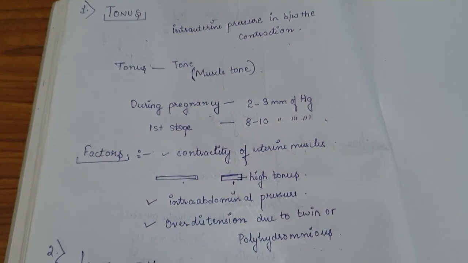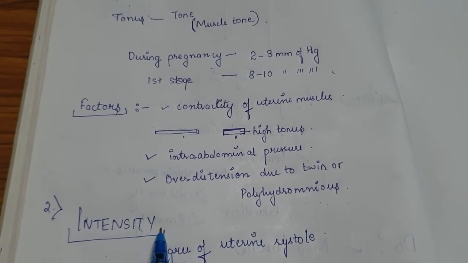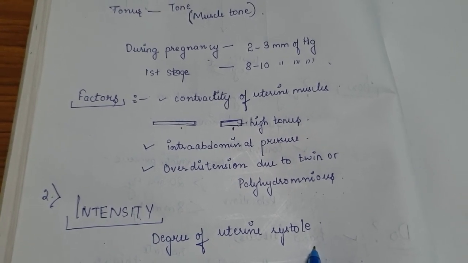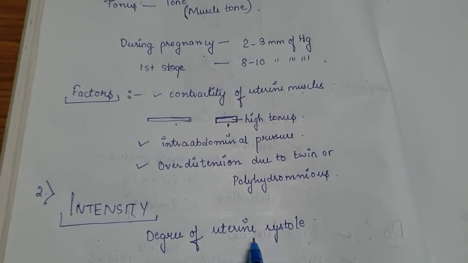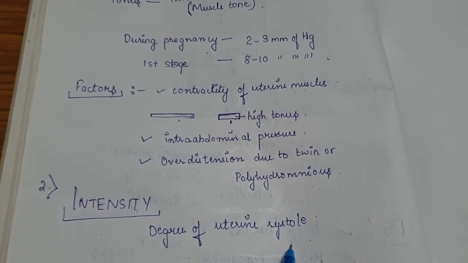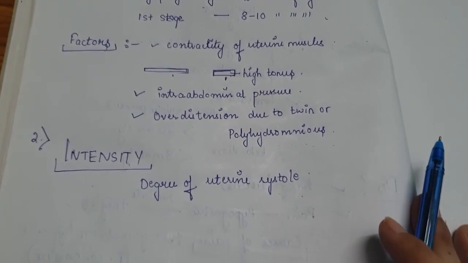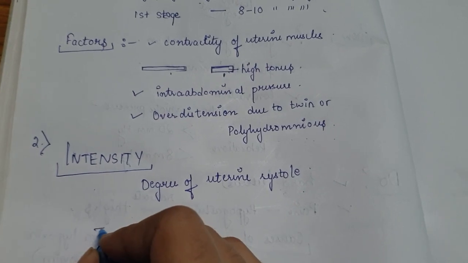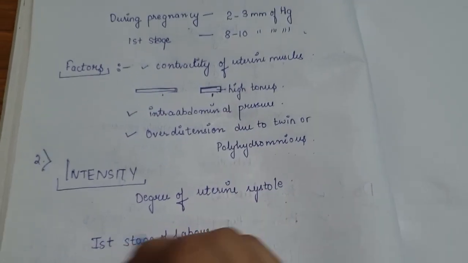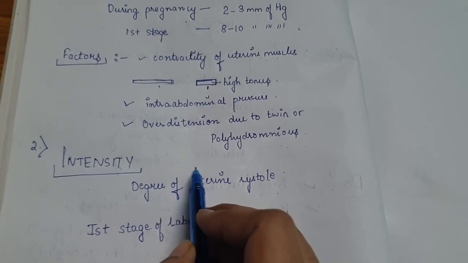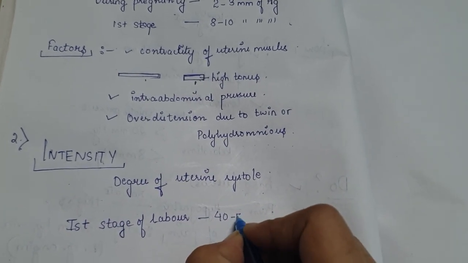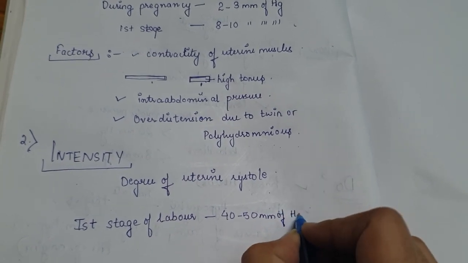So after tonus, next one is the intensity of uterine contractions. It refers to the degree of uterine systole, means the amount of uterine contractions, whether they are strong contractions or less strong contractions. During the first stage of labor, the intensity of uterine contraction leads to increase in intrauterine pressure, which is noted as 40 to 50 mm of Hg, which is normal.